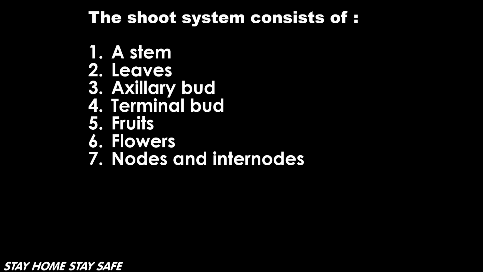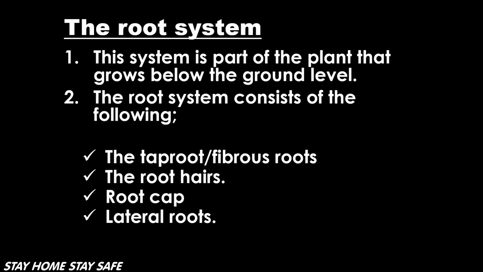Then the other part is the root system. The root system, we say this is the part of the plant that grows below the ground level. And the root system comprises parts like the roots, the tap roots or the fibrous roots. We have the root hairs, we have the root cap, we have the lateral roots. So if you got any of that, give yourself a very good. I know you passed them.